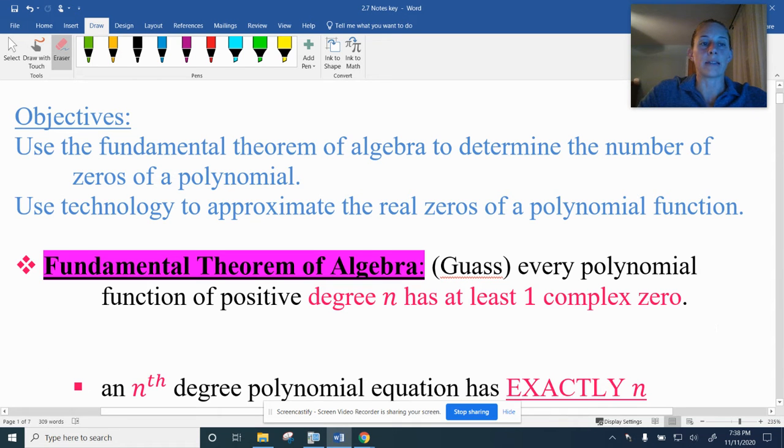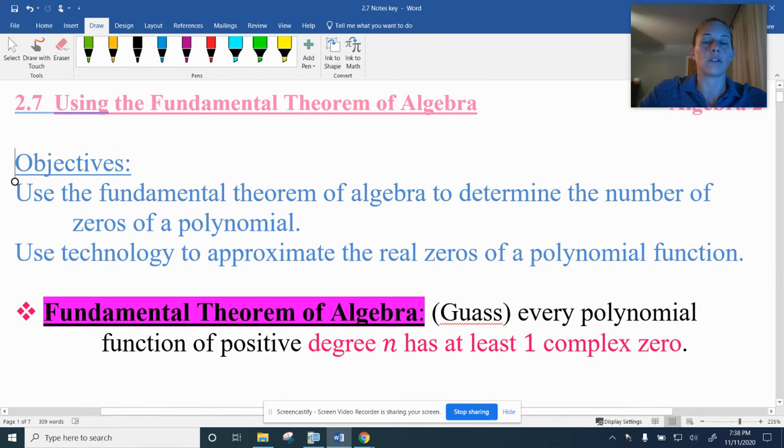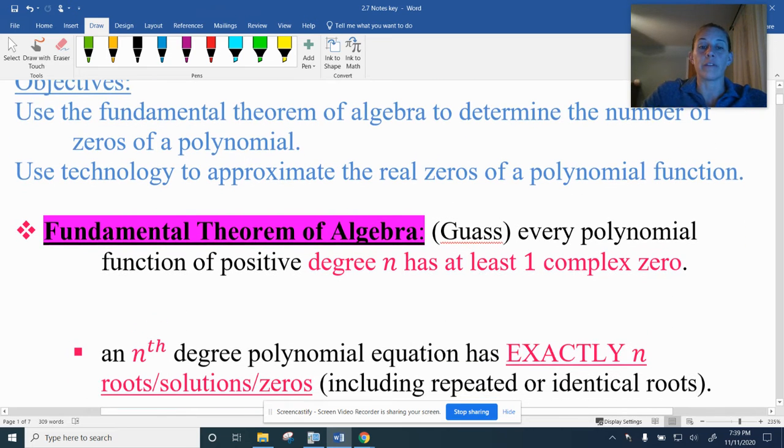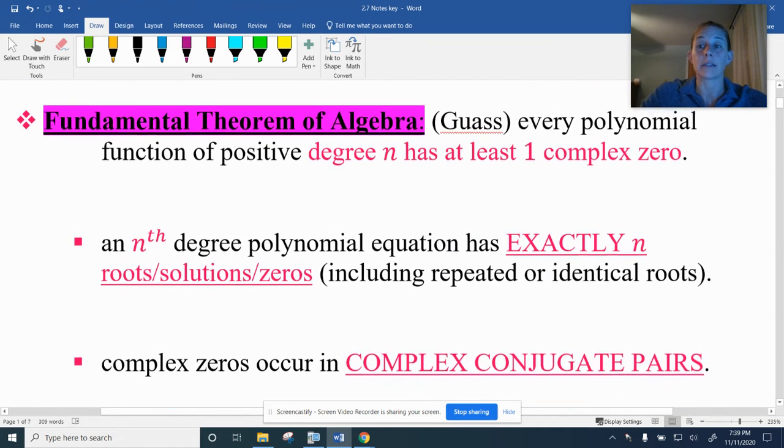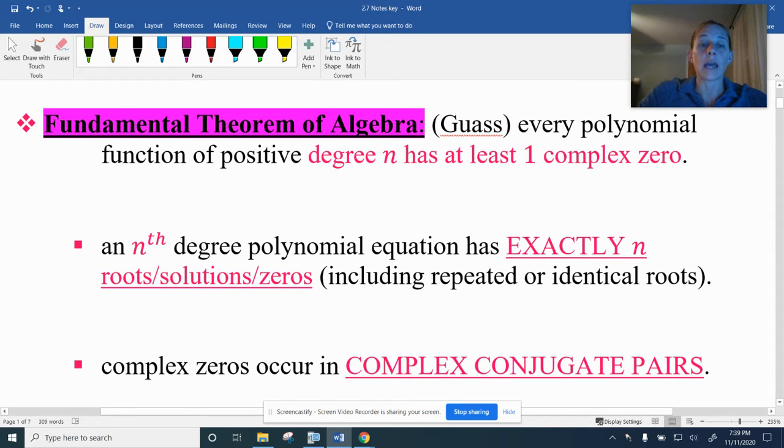Okay, so today's lesson is 2.7, and we're using the fundamental theorem of algebra. The fundamental theorem of algebra basically says that every polynomial function of positive degree n has at least one complex zero. An nth degree polynomial equation will have exactly n roots or solutions or zeros, and that would include any repeated roots or identical roots.